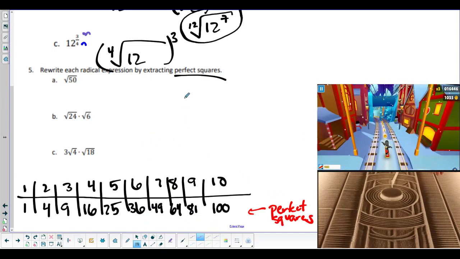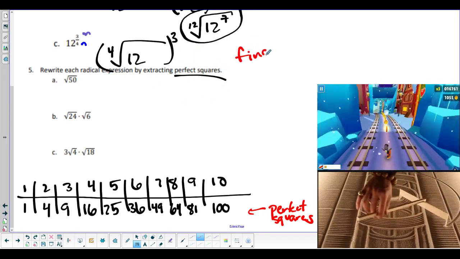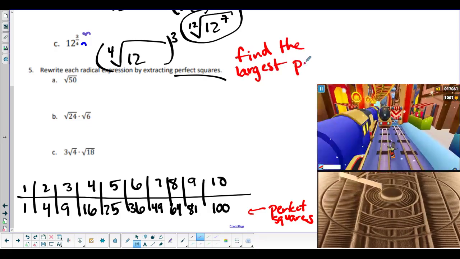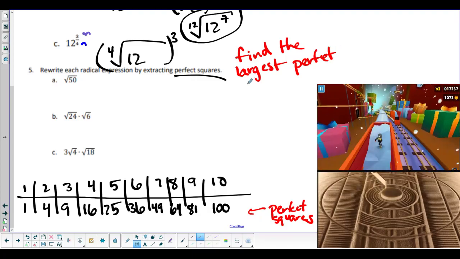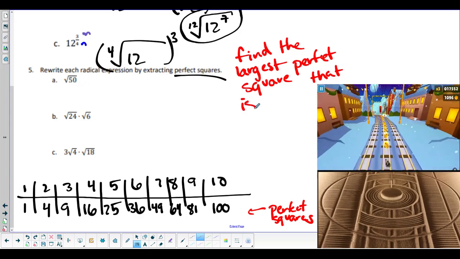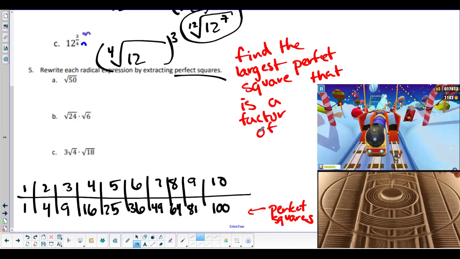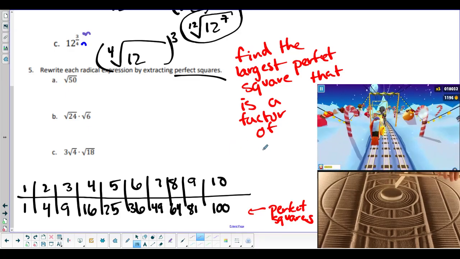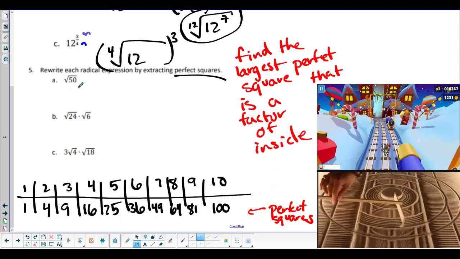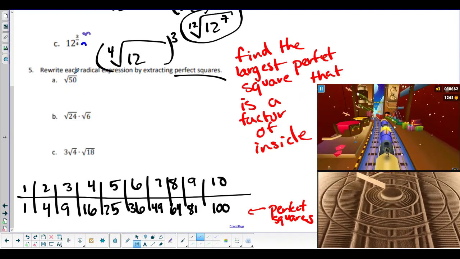And so what we want to do by extracting perfect squares means find the largest perfect square that is a factor of the inside number. So in this case, we want to find the largest perfect square that is a factor of 50.